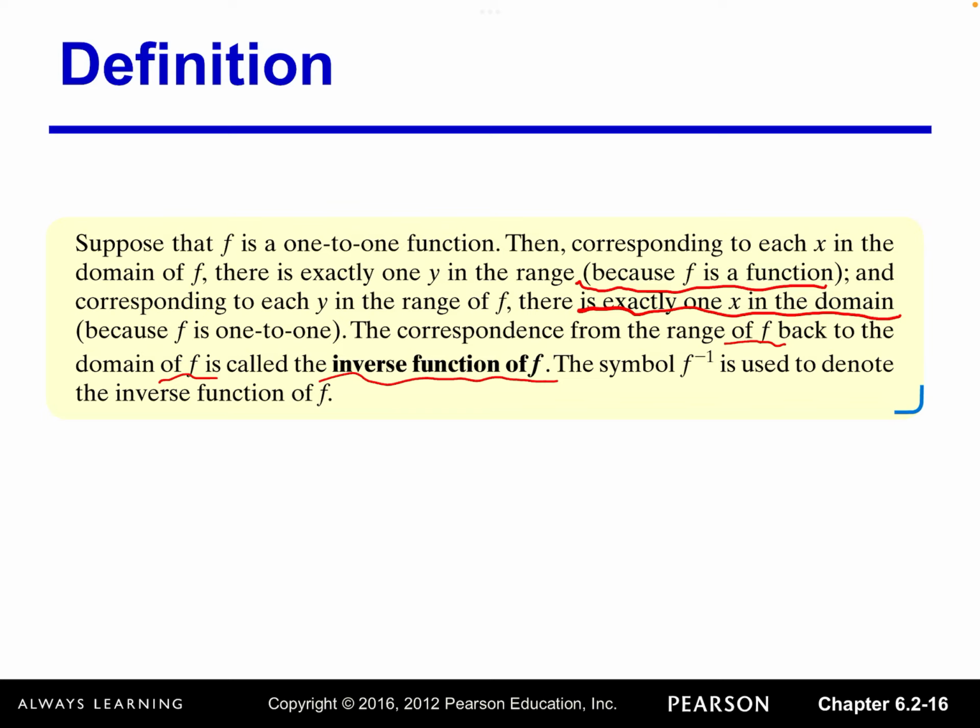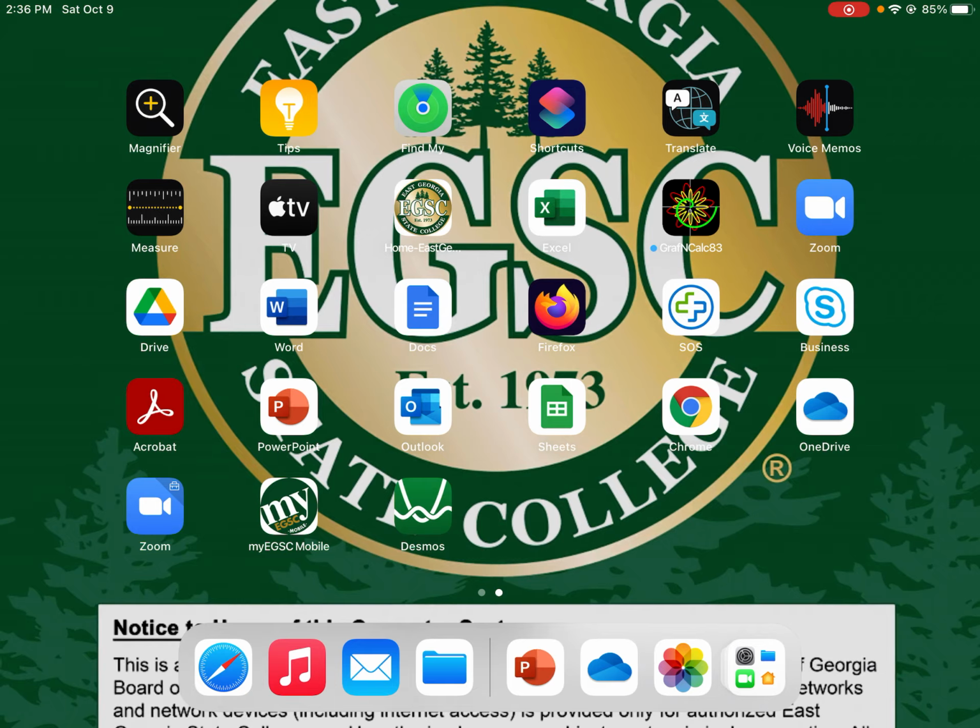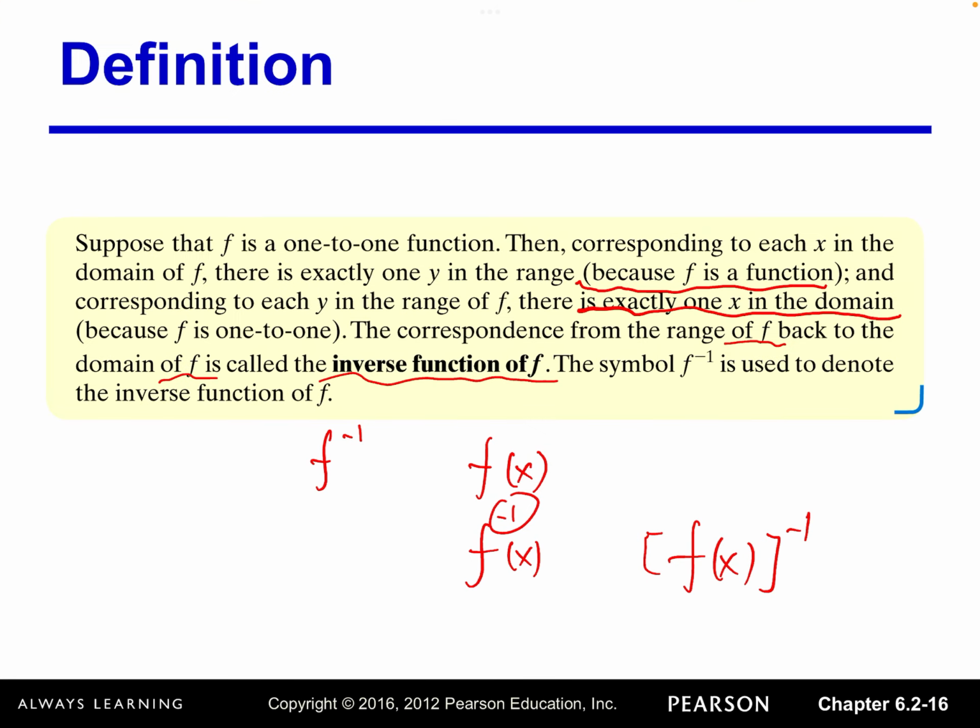The symbol is written like this: put -1 at the upper right-hand corner of the function name. For example, if the original function is written as f of x, then the inverse function we write as f inverse of x. Be careful, this is not the same as the function raised to the -1 power. This is the symbol for the inverse function, so be careful of that.